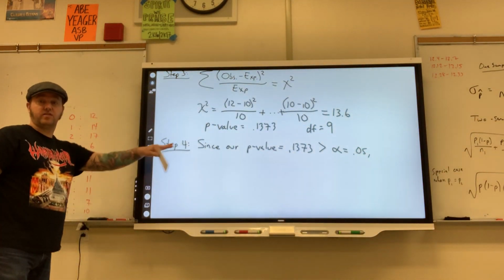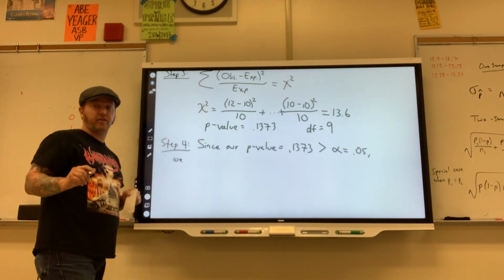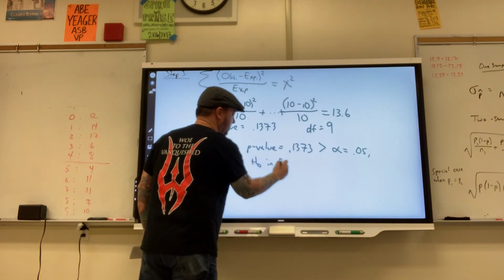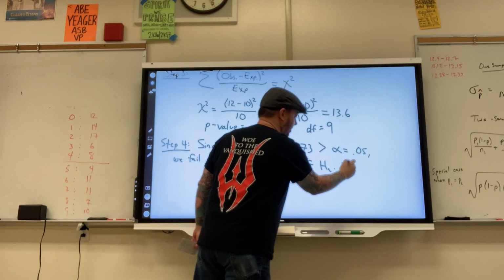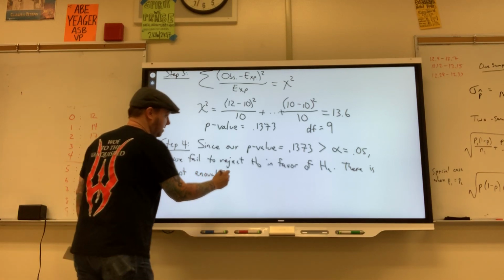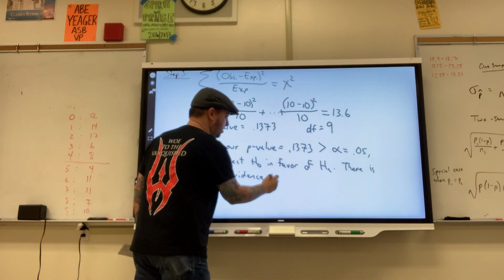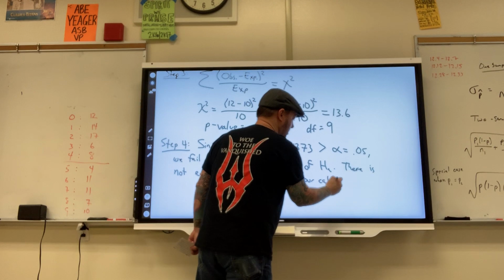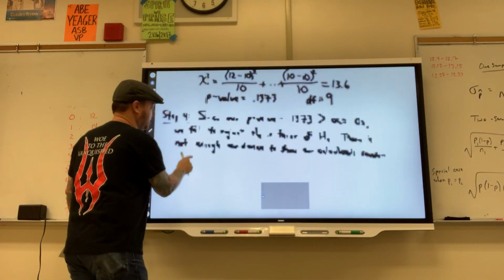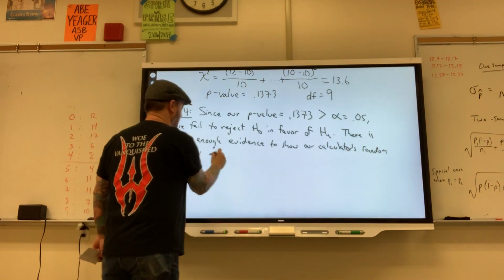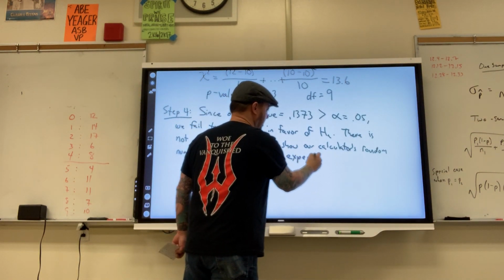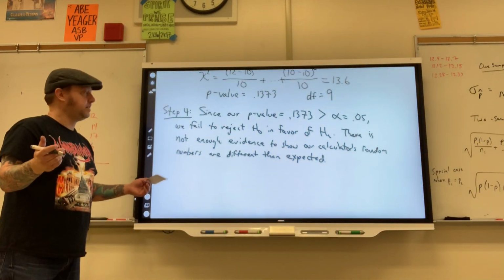Since our p-value is greater than alpha equals 0.05, we reject or fail to reject? We fail to reject H naught in favor of HA. There is not enough evidence to show our calculator's random numbers are different than expected. And that's it.